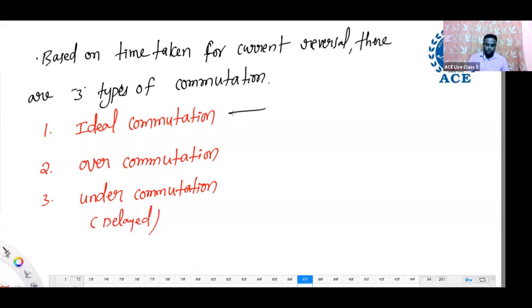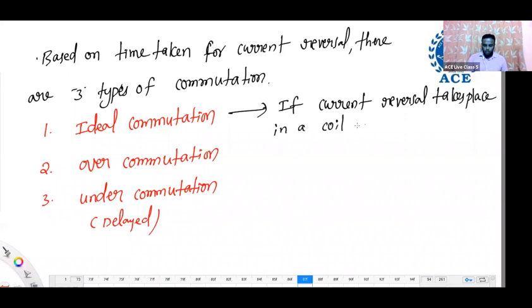Now, what does ideal commutation mean? If current reversal takes place within the time of commutation, that is ideal. No spark at that time. If current reversal takes place in a coil within TC, the time of commutation, that is called ideal. No spark will come.